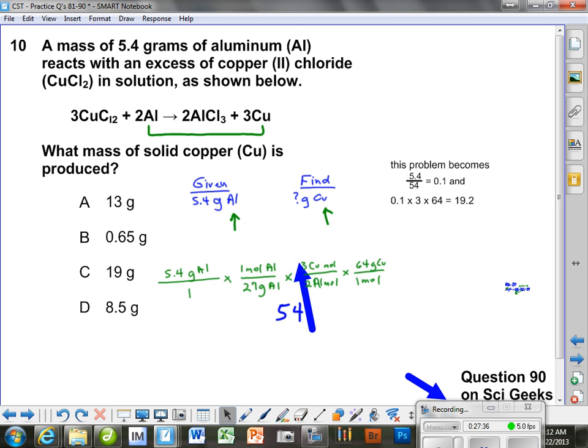Now all we have is the 3 and the 64 left. So it's 0.1 times 3, which is very easy. That's just a 0.3 times 64. And so I think all of you can do a 0.3 times 64 and come up with the 19.2. And 19.2, because it is an estimate, is going to be closest to the letter C, and that's why you'll see letter C in my key. And that's it for the rest of the CSTs. Save it.